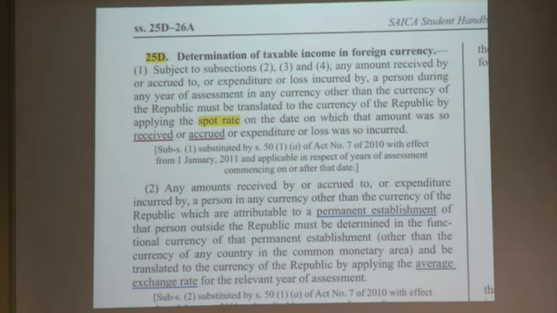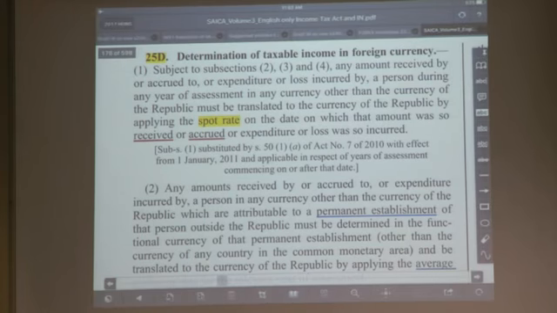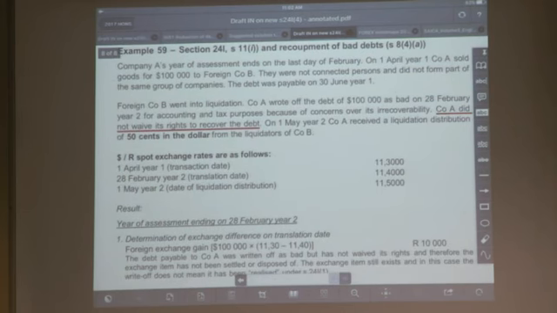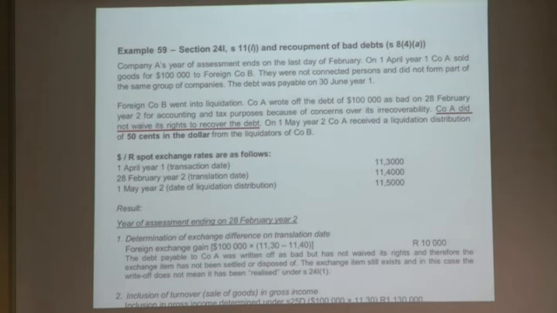Okay, up to here. Now it gets even a little bit more tricky, because now we have a recovery. The liquidation happened, but then there was 50 cents in the dollar that you received from the liquidators on the 1st of May. As soon as the debt is realized, they are paying me $50,000 of the debt. So the $50,000 that was written off, we're never going to touch that again.